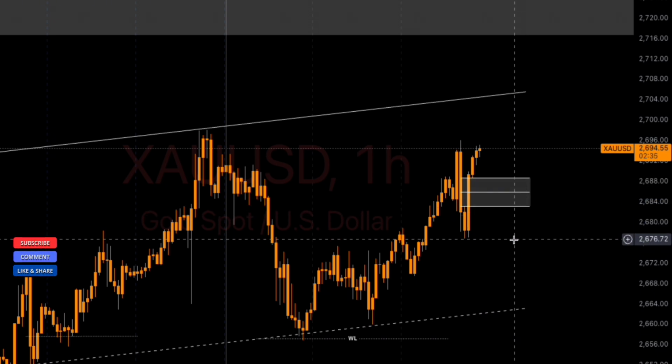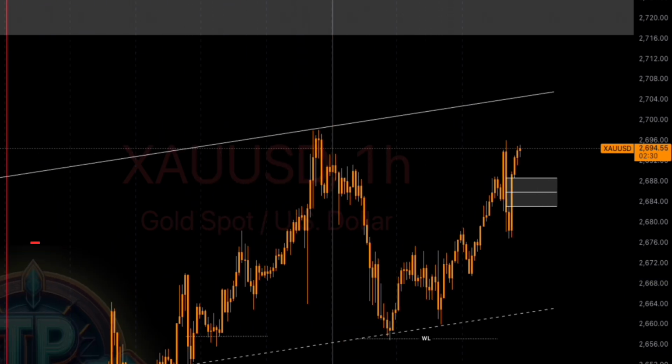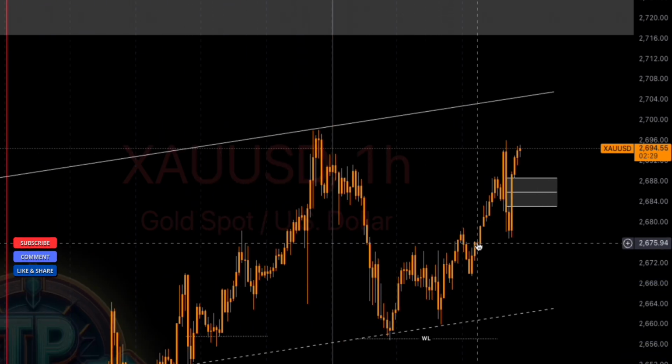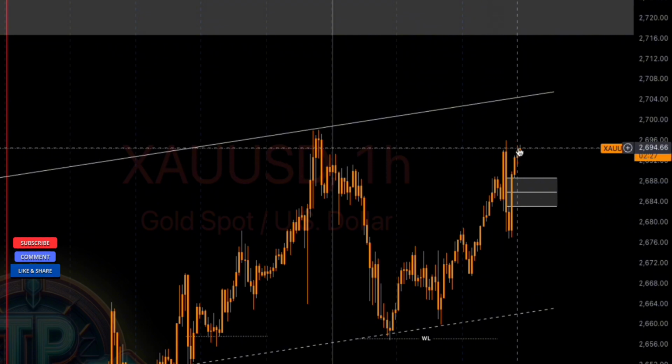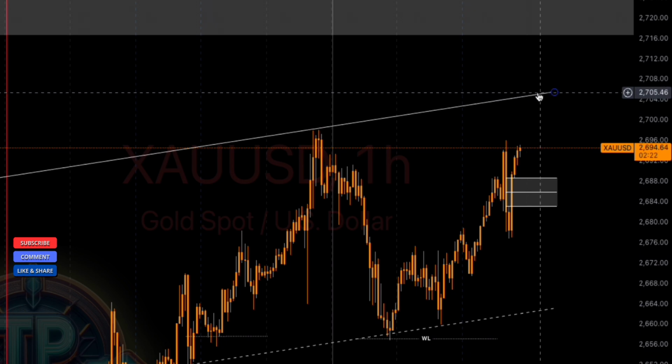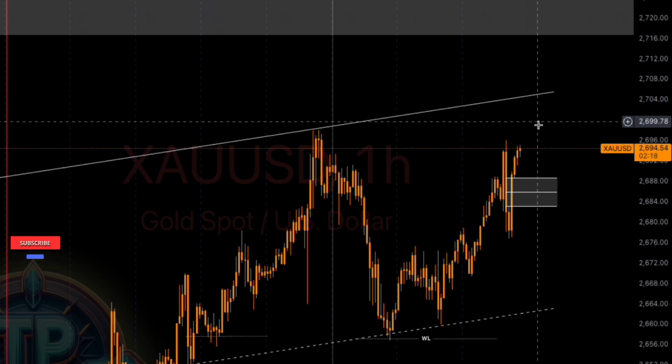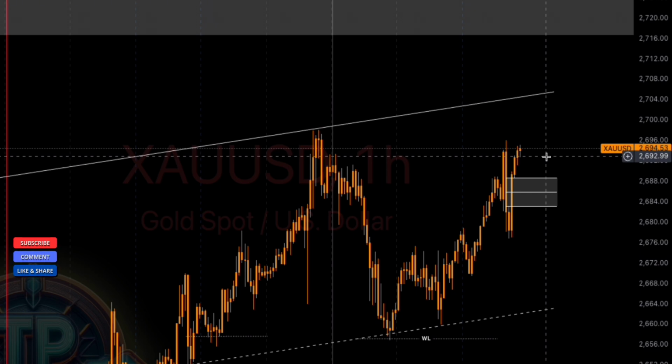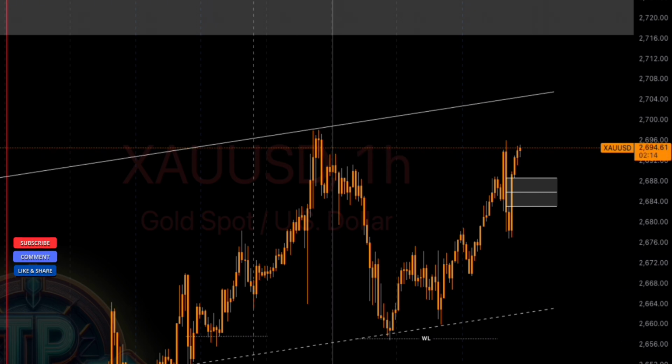But at the same time, because we're now heading to the end of the week, I want to figure out if price is just going to head up on top of this structure over here, of this ascending channel, and blast through, or if it's going to come down. Let's just have a look.